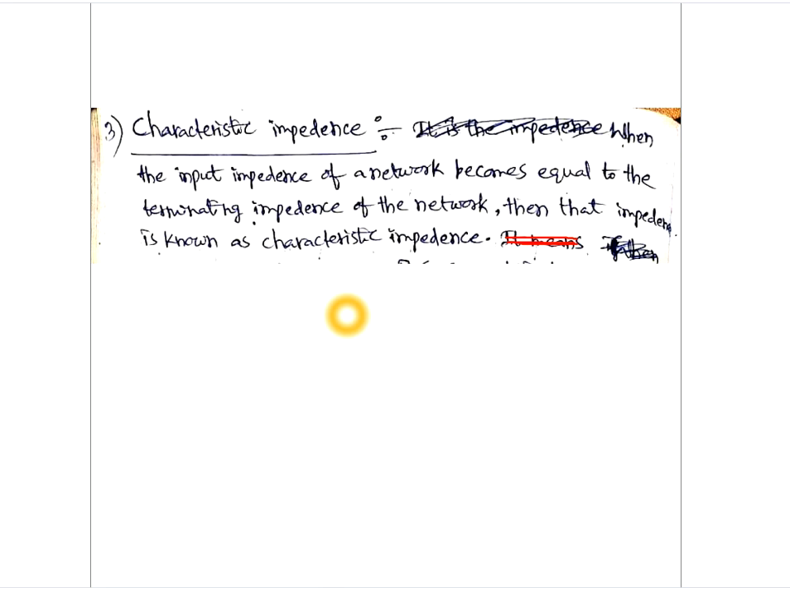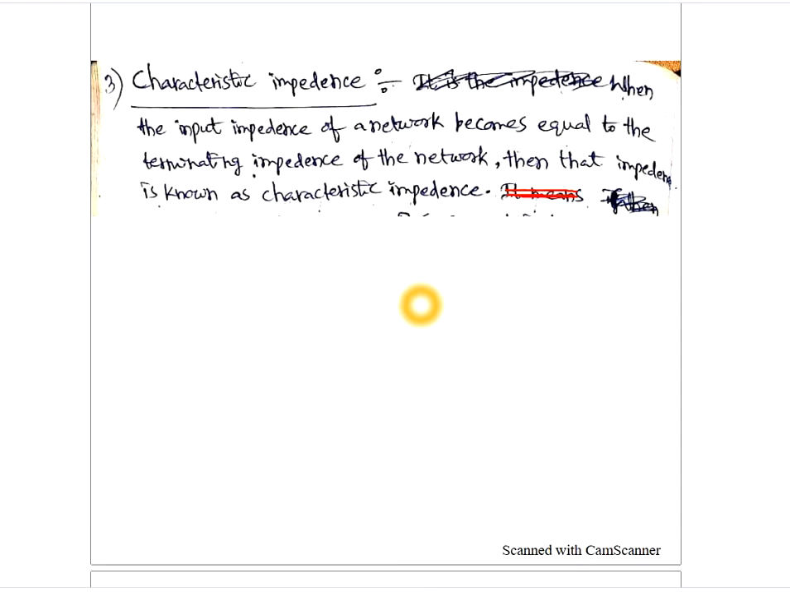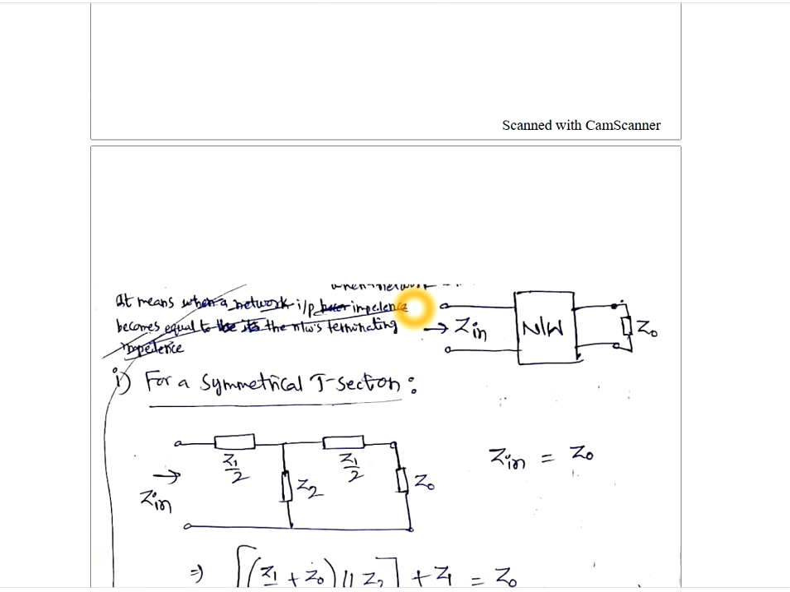It says that when the image impedance of a network becomes equal to the terminating impedance of the network, then that impedance is known as characteristic impedance, right? So we will see how to derive this. That means we have a network and we have an output impedance Z0 for that network, and if that Z0 is the same as Zin, then we can say that Z0 is nothing but characteristic impedance.